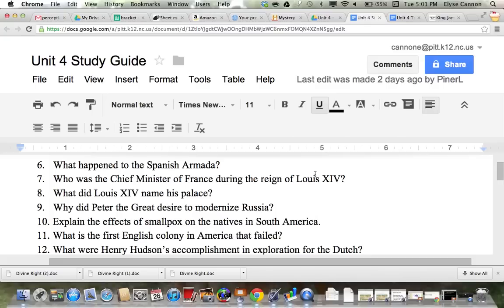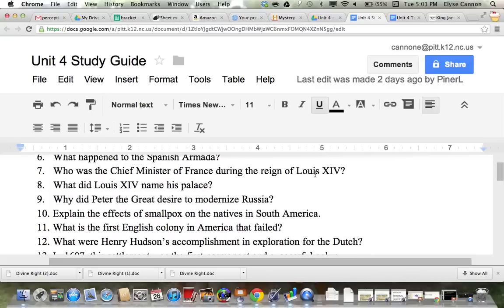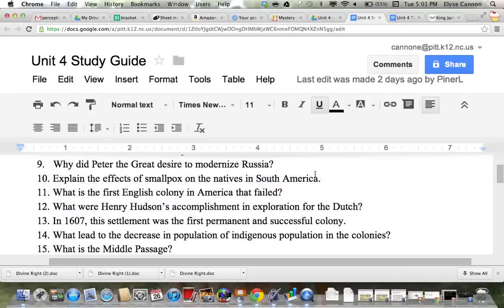Why did Peter the Great, I'm on number 9, desire to modernize Russia? Peter the Great wants to modernize Russia because he wants Russia to be modern, which means up to date in a sense, and he goes and tours all these other European nations like England and France and sees how advanced they are, and he wants to bring that to Russia so Russia can keep up with these powerful monarchies and keep up with the technology that they had back then. So he wants to modernize Russia so that they can be a powerful force in Europe.